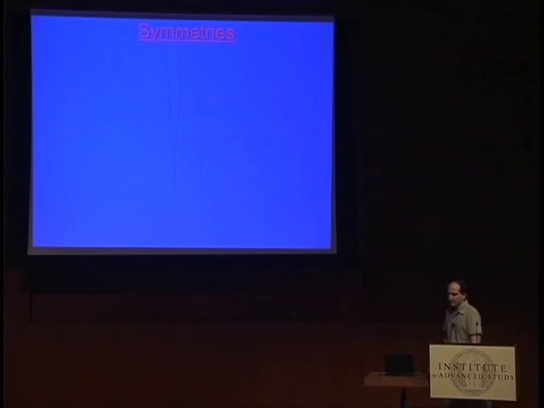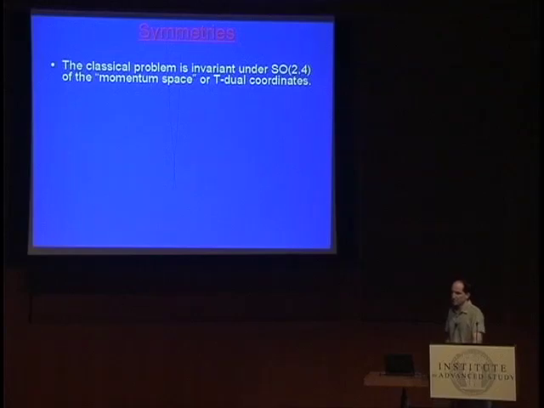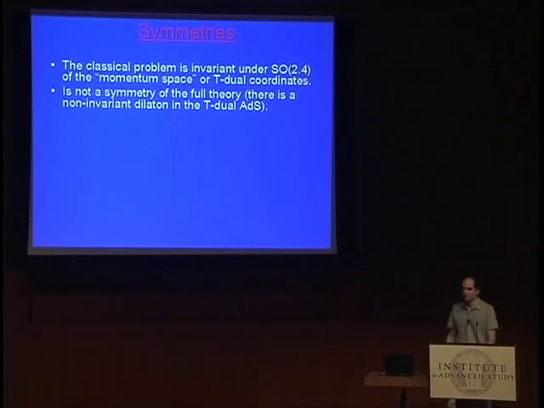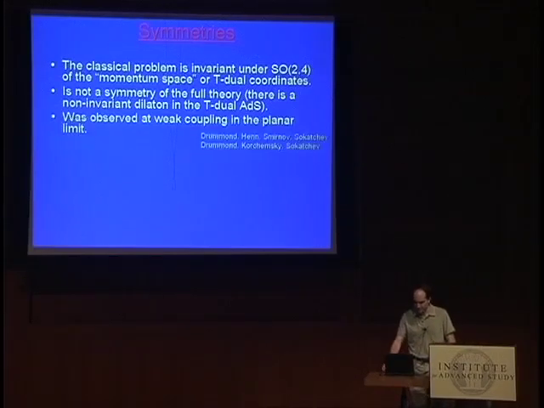Now, in order to find the explicit solutions, we need to analyze a bit the symmetries of the problem. And this classical problem we are discussing is invariant under the conformal symmetries of this AdS space, or momentum space. And this is not a symmetry of the full theory, because if you do these t-dualities, you generate a dilaton, which depends on the r direction, the radial direction. So the full string theory is not invariant under this symmetry. But if you ignore the dilaton, and you can certainly do it when you consider the problem of finding the classical string solution, then the problem becomes invariant under this symmetry.